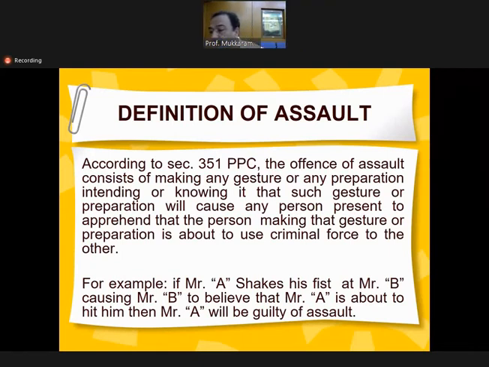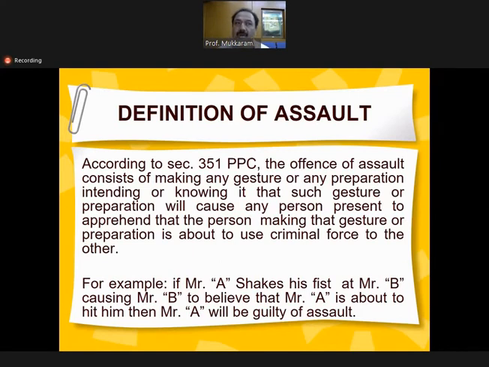And Muhammad has asked a question: will you please repeat the assault? That is when a person charges another person, with any kind of aggression or preparation, intentionally or unintentionally, knowing that such a gesture or preparation will cause any person present to apprehend that the person making that gesture or preparation is about to use criminal force on another, or he will get hurt. This is assault.